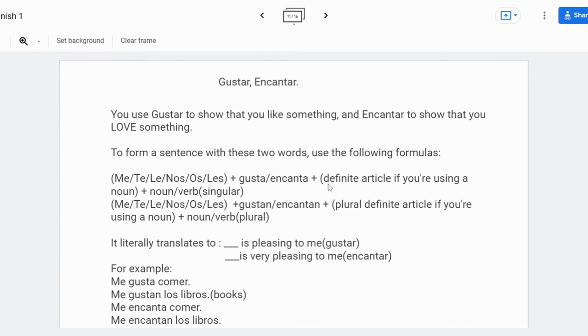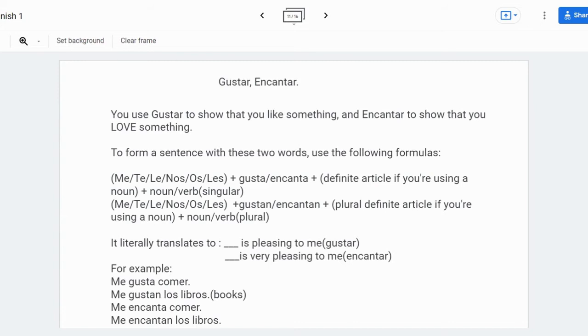When you use these two words, you can show that you either like a noun or you like a verb. If you want to use a noun, you need a definite article, either el or la. After that, you can throw in any noun or verb, but keep in mind that it has to be singular if you're using a noun. For example, me gusta comer. I like to eat. Nice simple sentence.